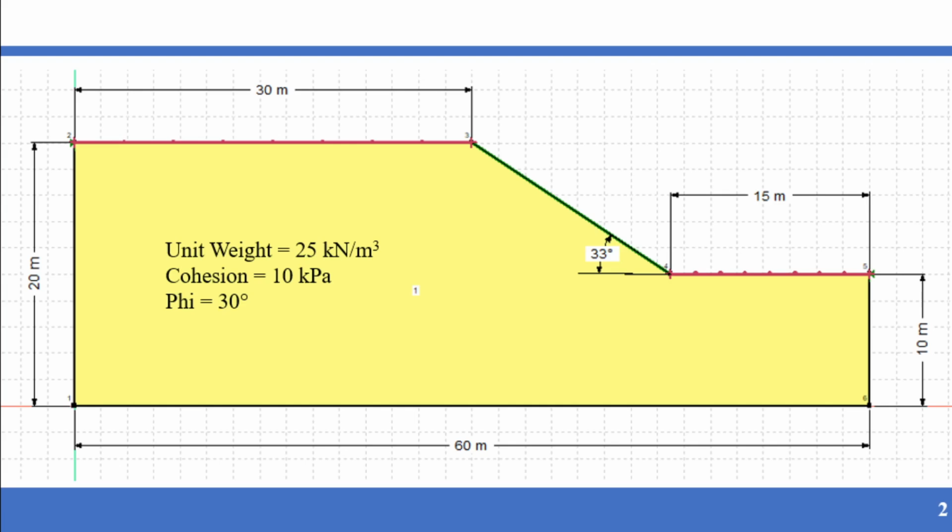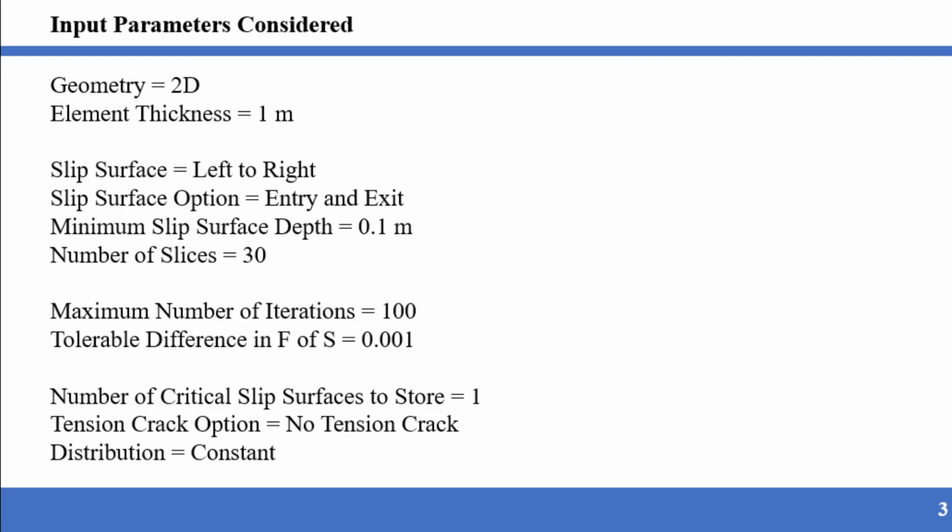Unit weight of the soil is 25 kilonewton per meter cube, cohesion 10 kPa, angle of internal friction 30 degrees. As input parameters, the geometry is 2D, not 3D. Element thickness 1 meter, slip surface left to right. This again depends upon the geometry of the slope. Slip surface option: entry and exit.